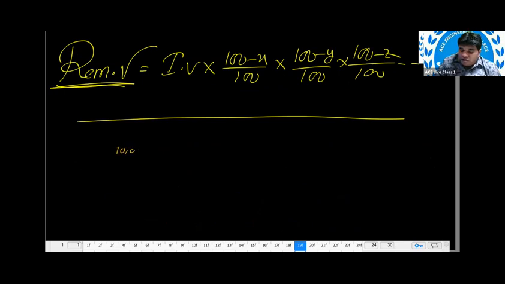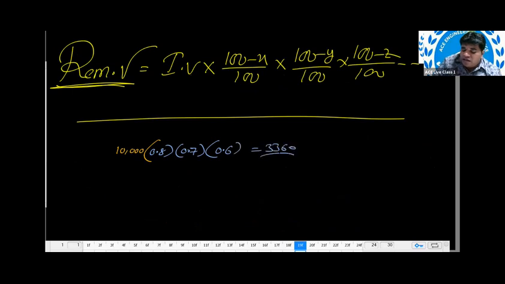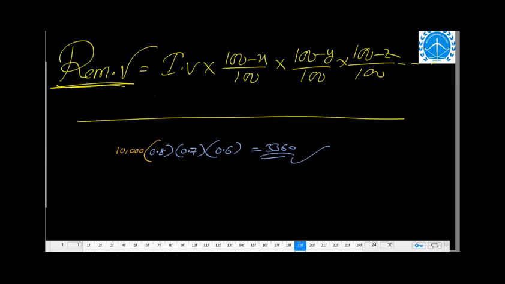Initial value 10,000. 20% English means what is the remaining percentage? 80 means 0.8. Now 20% is removed, 30% is Hindi. What is the remaining? 0.7. 40% Marathi, remaining 0.6. Simplify, 3,360 is the answer. This is the calculator method. Are you getting it, Anita? Yes, sir. Pavan, are you getting it? Yes, sir.